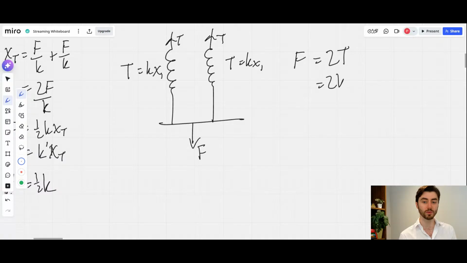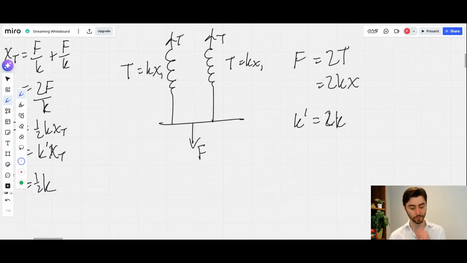So it would be 2kx, and therefore the equivalent spring constant here would be 2k. In other words, it's got stiffer, and adding the springs in parallel means that you've added their spring constants. Strictly speaking, you could do this for non-identical springs as well. But I'm going to hold off on that, and I can come back to it if I need to, because I think that might be beyond the scope of the syllabus.